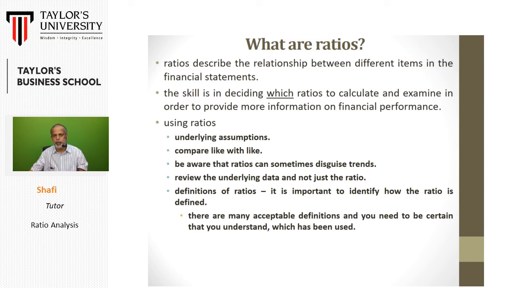So when we use ratios, there are certain assumptions that we make. So what are these underlying assumptions that we make when doing financial ratio analysis? The first underlying assumption is that we must always compare like with like. The second assumption is that we must be aware that ratios can sometimes disguise trends. So we need to take these ratios with a pinch of salt. And we also need to review the underlying data and not just the ratios.